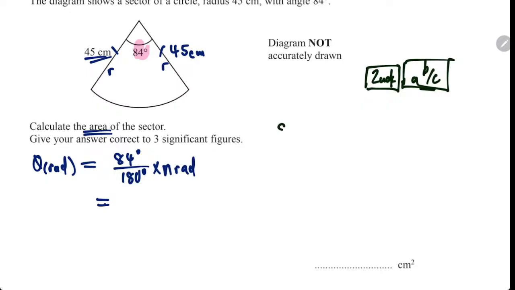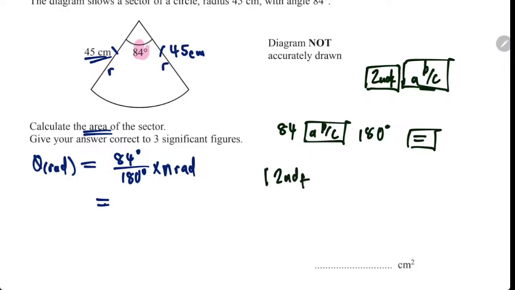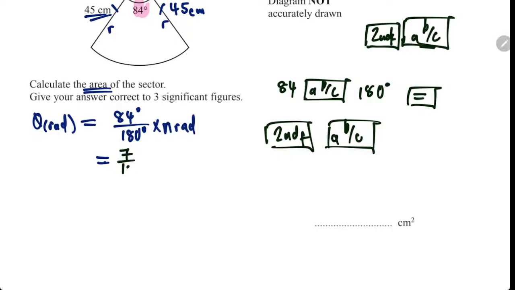What do you get? Did you say 84? Then you press this button, A, B over C, and you say 180. Then you say equal to, so that you get an answer. After getting an answer, you say second function, then press A, B over C to change it to a fraction. What do you get? Okay, that's what you got: 7 over 15 pi rad, which is 7 pi over 15.